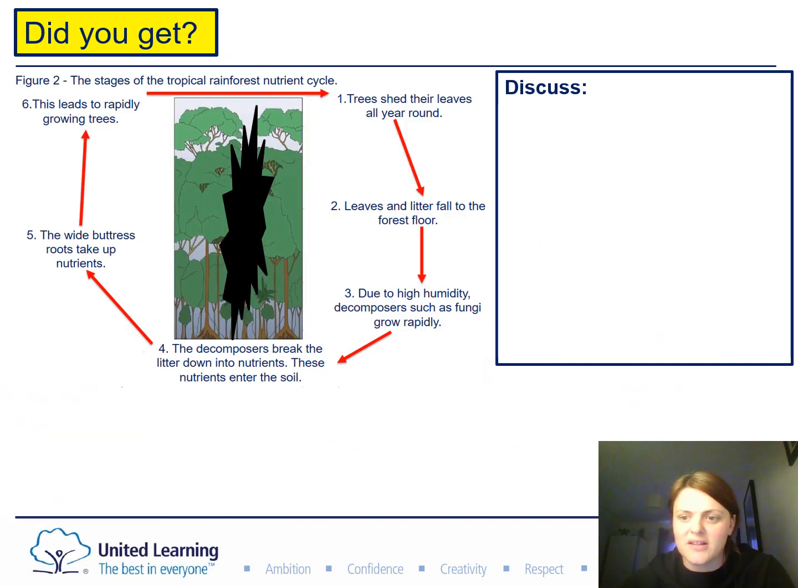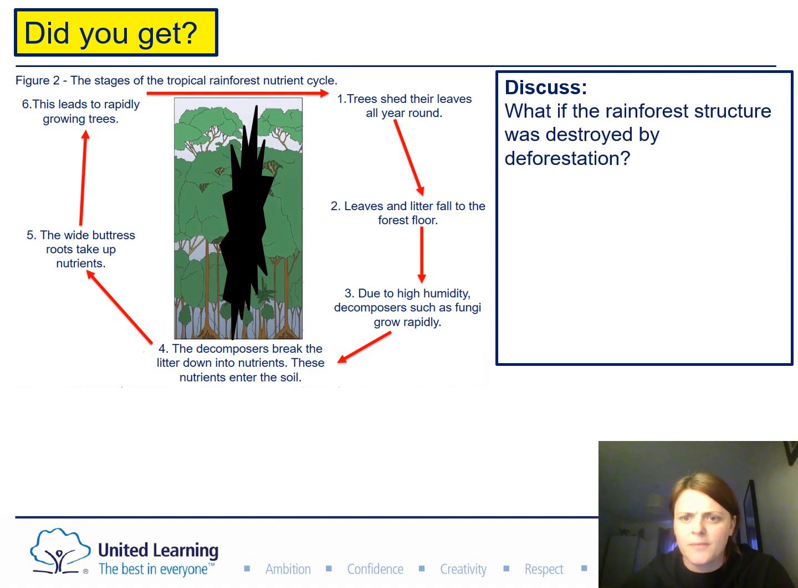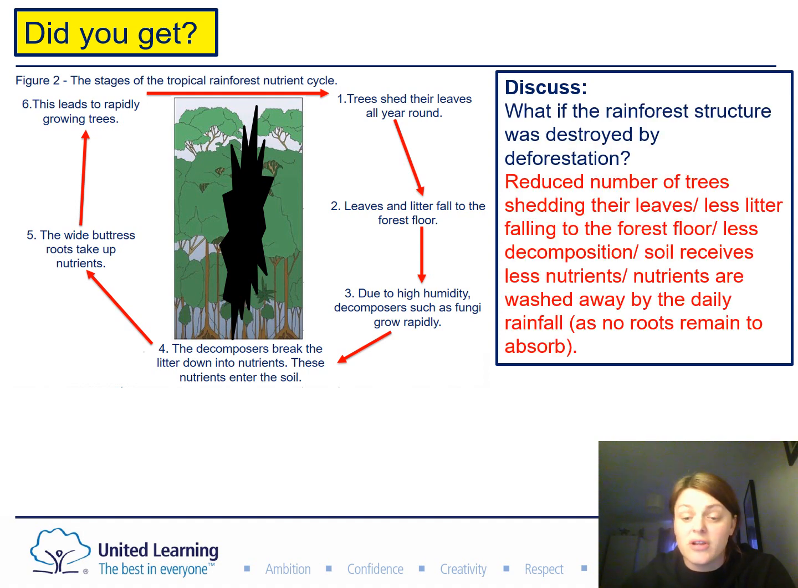Okay, so let's have a look. Get your green pens out, let's see how well you did. So, if the tropical rainforest was destroyed by deforestation, trees cut down, how would that affect the nutrient cycle? A reduced number of trees will be shedding their leaves. Less litter is going to be falling to the forest floor. Therefore, less decomposition, so the soil receives less nutrients, and nutrients are washed away by the daily rainfall, as no roots remain to absorb the nutrients.